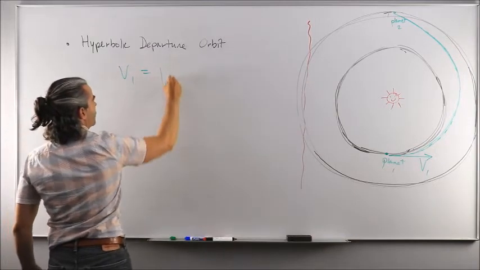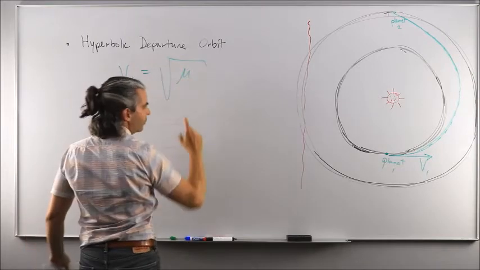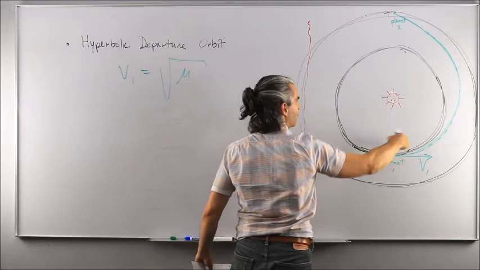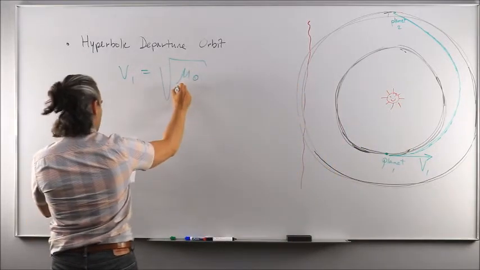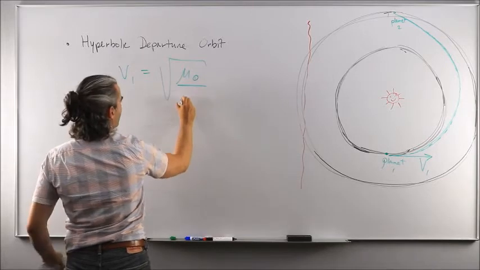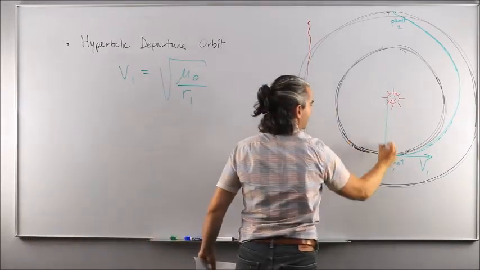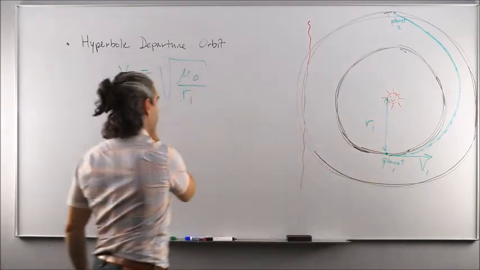V1 equals square root of mu. Mu of what? Well, look at that system here. This is the sun that's pulling planet 1 along an orbit around itself. So I'm going to use mu of the sun over the radius between the sun and planet 1, R1, like that.